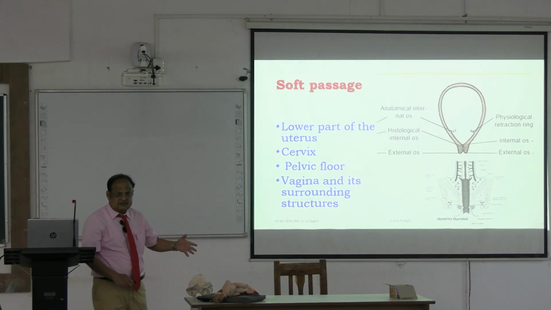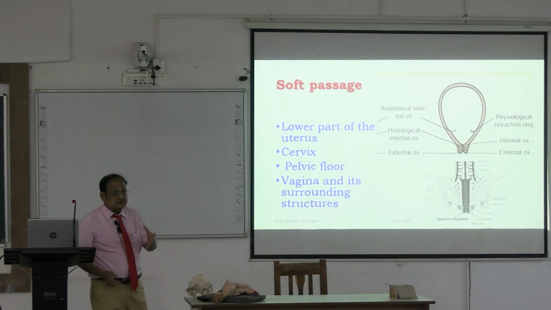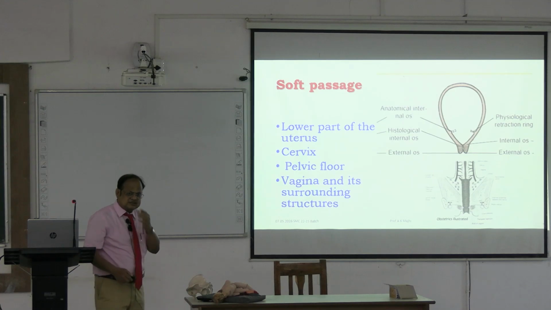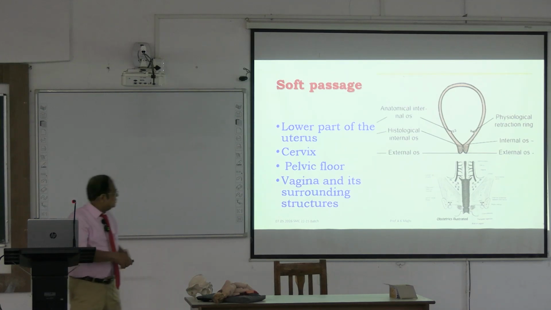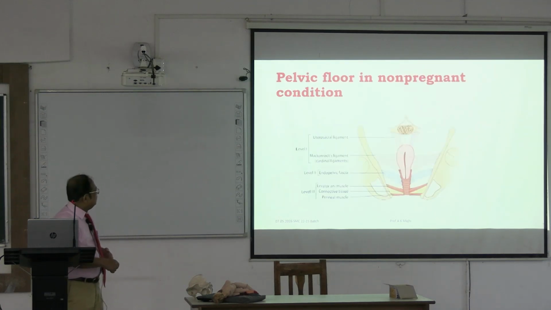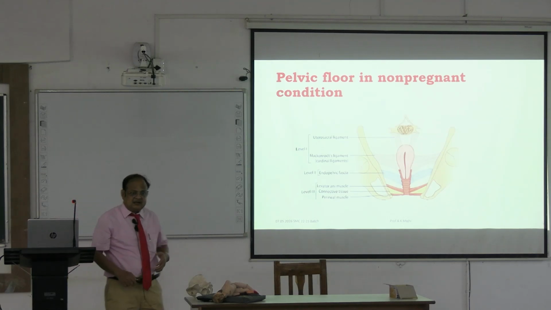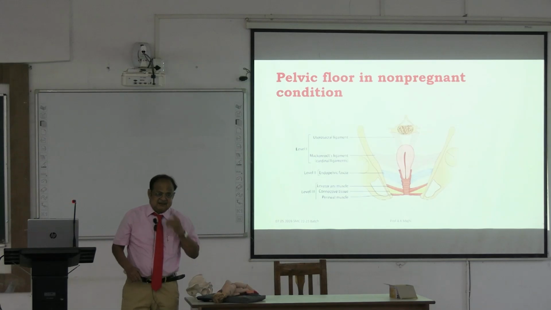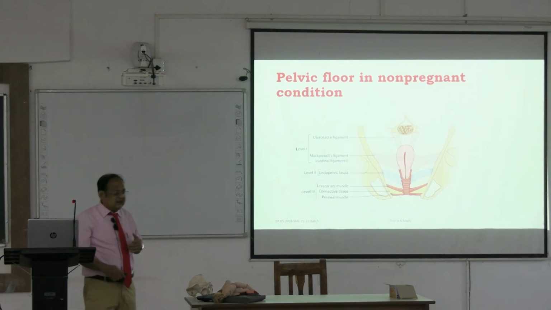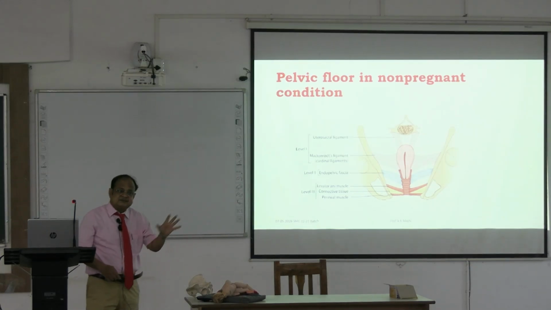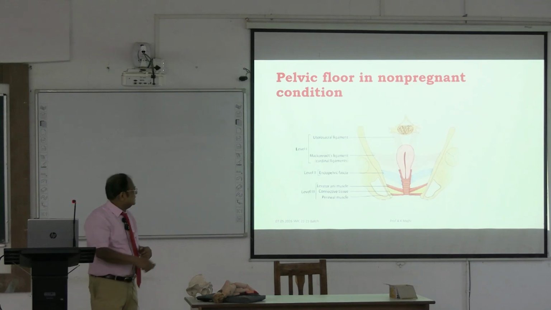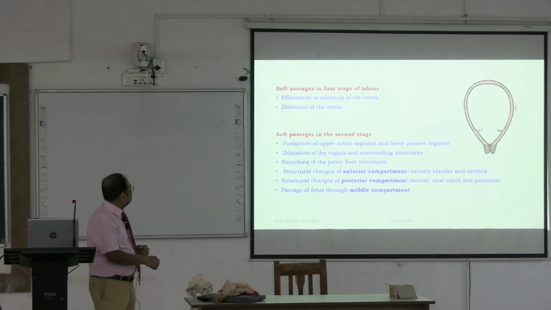What are the structures? This question also comes sometimes in the theory exam: what are the supports of the uterus? This is a common anatomy question. Now you can see the pelvic floor in the non-pregnant state. This question usually comes in detail in the gynae paper, that is the second paper. But relaxation of this sometimes causes collapse. And now the soft passage in the first stage of labor.